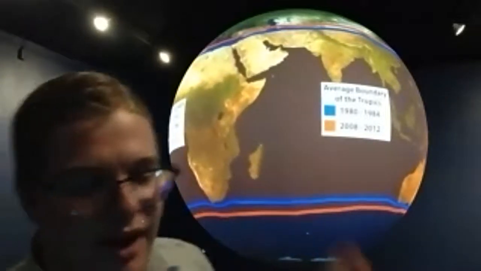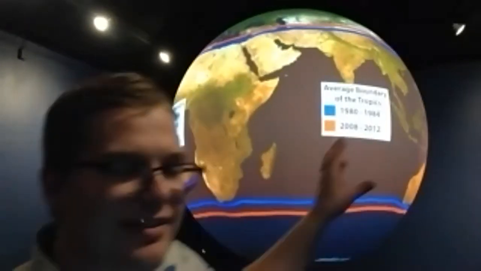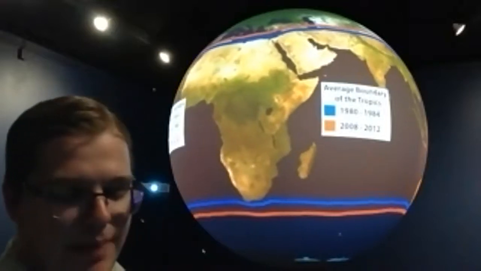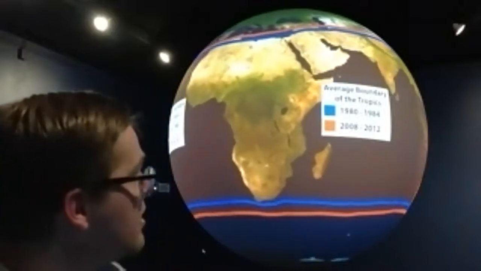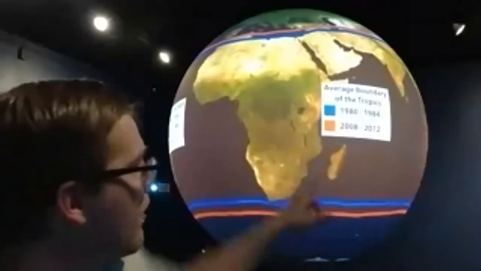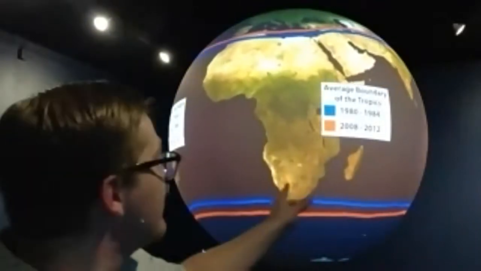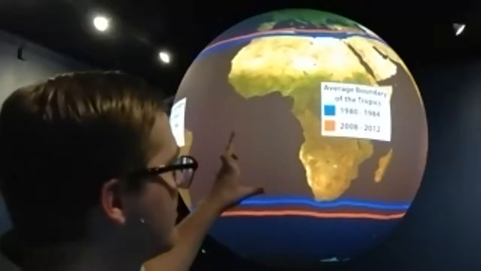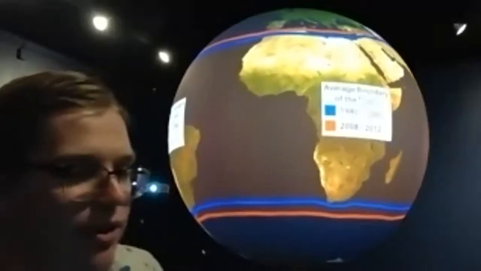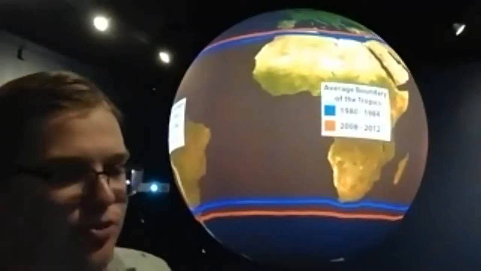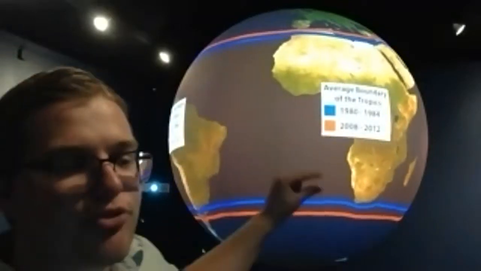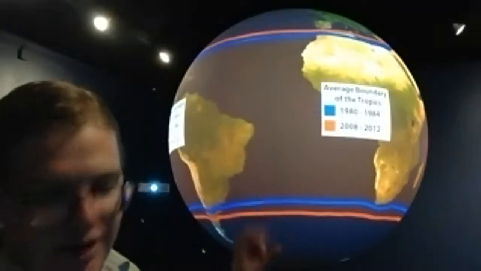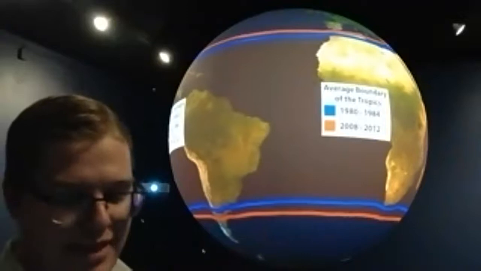But like I mentioned, the area of the tropics is getting wider as the climate is changing. In the past 30 years, we can see there's sort of two boundaries on here. 1980 to 1984 is the blue line that shows what the boundary of the tropics was in that 4-year period. And then 30 years later, looking at 2008 to 2012 is the red line. And we can see that the tropics have actually gotten 10 degrees wider in that 30-year period.